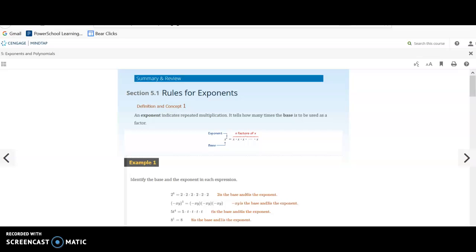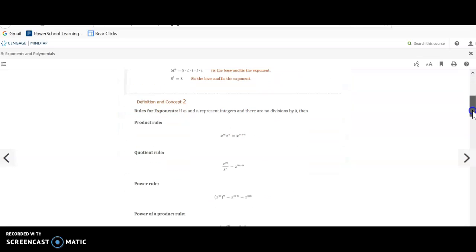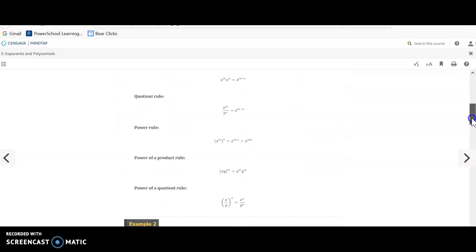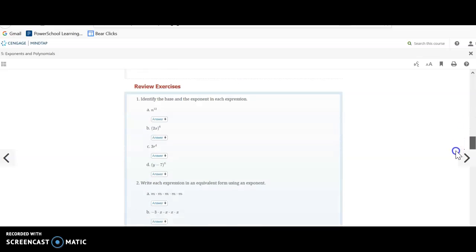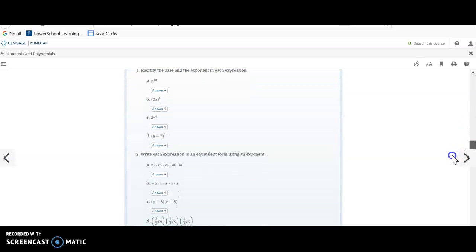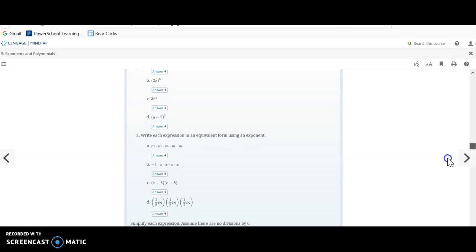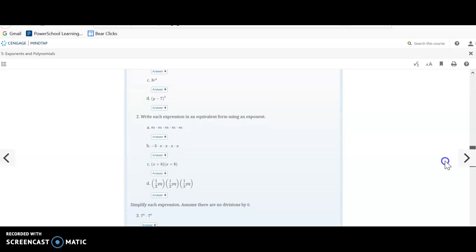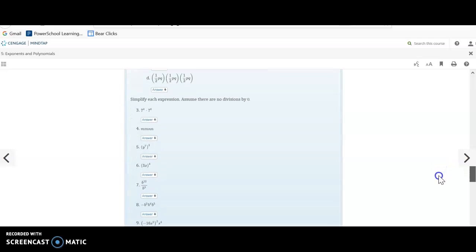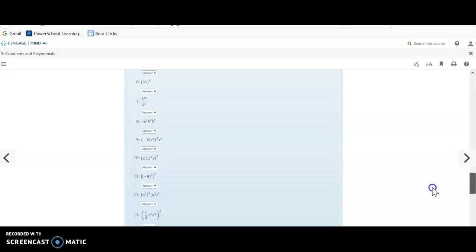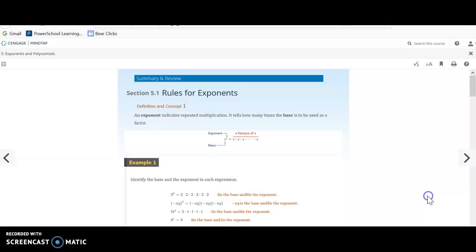You can scroll down and it will walk you through what they are: the product, the quotient, the power, the product. Remember, you memorized all of these. Then it gives you examples and walks you through problems, and all you have to do is click on the answer to check yourself. You could even do them on a sheet of paper with your pen and then check your answers right there. I would encourage you to write it down. I think that is very helpful, but it's all right there.